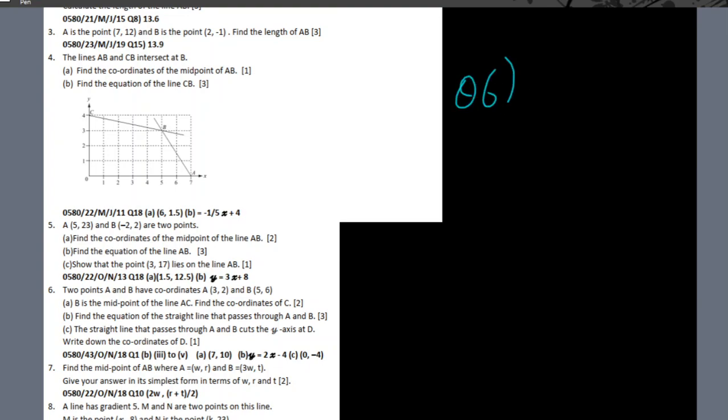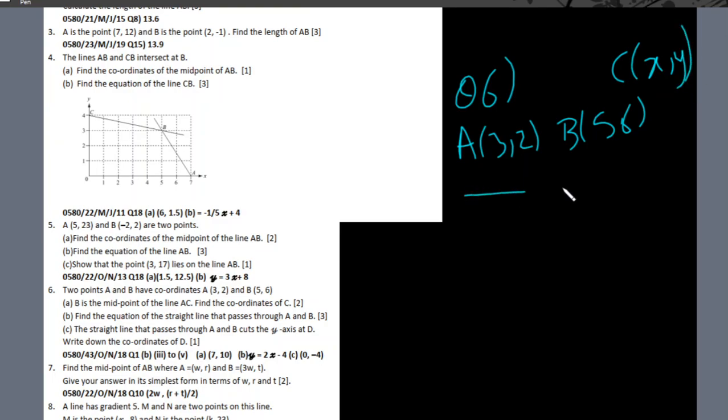Points A and B have coordinates (3, 2) and (5, 6). Part A, B is the midpoint of AC. So B is the midpoint of A and C, where C is another point (x, y). Now B is in the center of A and C. Find the coordinates of C.